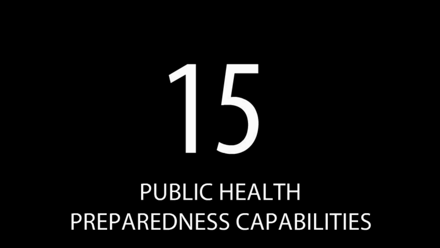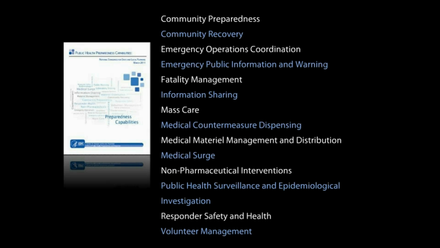The capabilities-based approach identifies 15 public health preparedness capabilities, each of which represents an essential and critical aspect of preparedness. Here they are in alphabetical order. These capabilities can be used broadly to prepare for any type of public health emergency and hazard, whether a result of man-made threats, biological agents, natural disasters, environmental exposures, chemical and radiological incidents, or explosions.